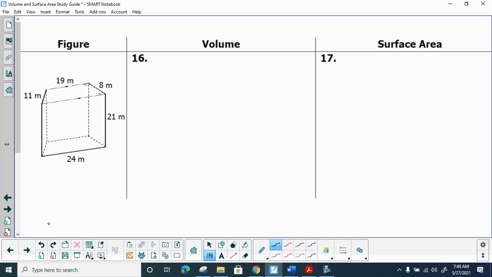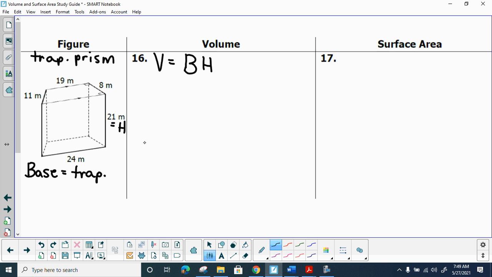All right, now we have a trapezoidal prism. So the bases of this prism would be the trapezoids. Okay? So I will need to find the base area. Because our volume says the area of the base times the height of the prism. Okay, so the height of the prism will be the 21, but I need to find the area of the trapezoid first. Now, luckily, we're given a base here that's 19.